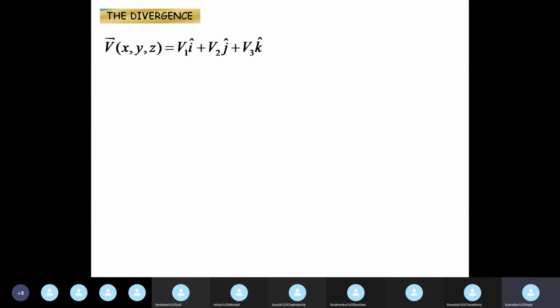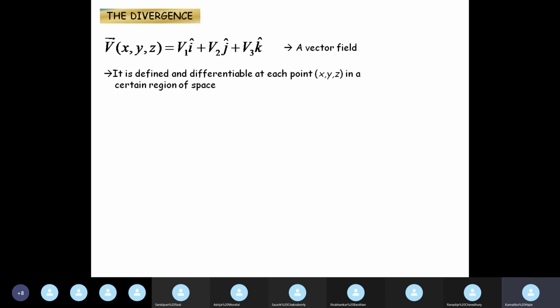Suppose we have a vector function v, which is a field because it is dependent on the space coordinates x, y and z, and it is given by v1 i cap plus v2 j cap plus v3 k cap. We have to remember that since it is a field, v1, v2 and v3 are not constant coefficients, they are also functions of x, y and z. So it is a vector field, defined and differentiable at each point x, y, z in a certain region of space. That is how we define a field.